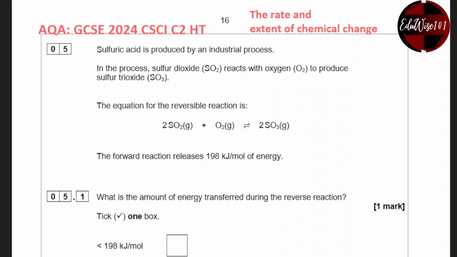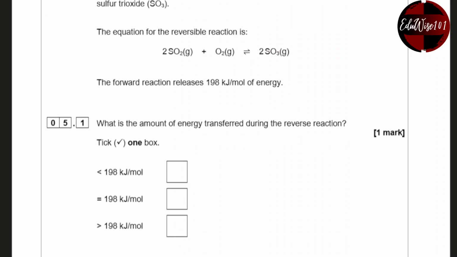In this video, I'm going to go through the AQA Combined Science Chemistry Paper 2 Higher Tier from 2024. Question number 5 is on the topic of the rate and extent of chemical reactions. Sulfuric acid is produced by an industrial process. In the process, sulfur dioxide, SO2, reacts with oxygen to produce sulfur trioxide, SO3. The equation for the reversible reaction is given over there.